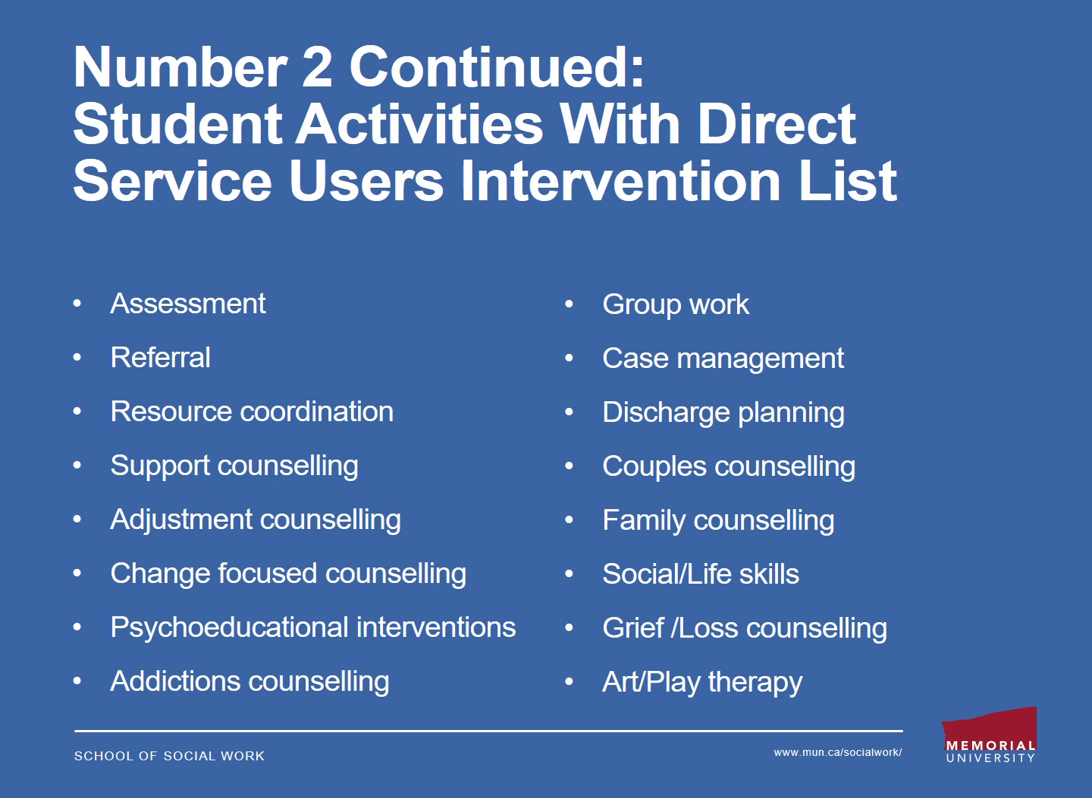For number 2, there's an intervention list of things students could be doing with direct service users, just to give you an idea, and that is located in the MUN BSW Field Manual if you want to go back and do more reading. So they could be doing assessment, referral, resource coordination, support counseling, adjustment counseling, change focus counseling, psychoeducational interventions, could be addictions counseling, could be group work, case management, could be discharge planning, couples counseling, family counseling, social or life skills work, grief or loss counseling, art or play therapy. So that just gives you an indication of some of the interventions students could be doing with direct service users.